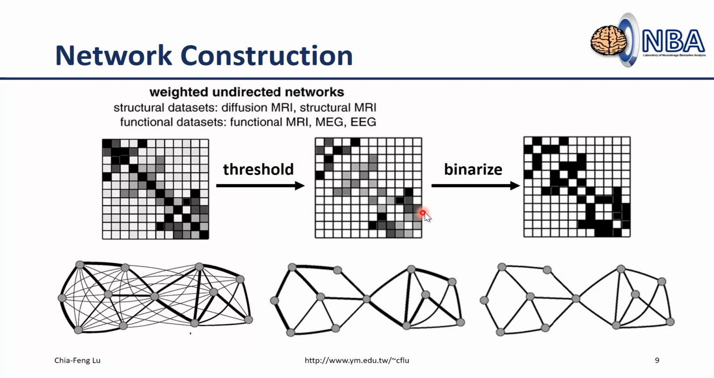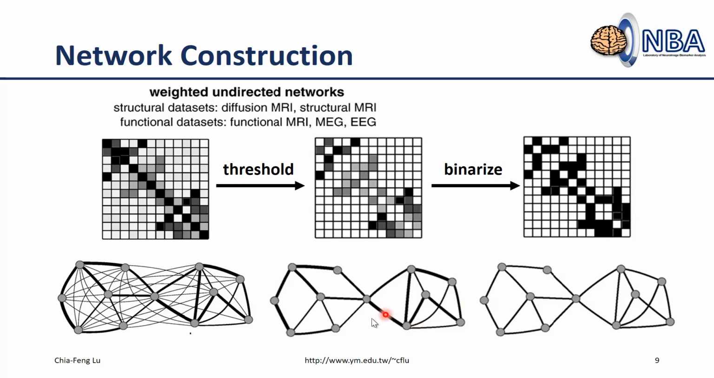And then the second step may be optional. We can either binarize our network or just leave all the original values. Sometimes we say this is a weighted network, which means we preserve all the original values. You may have 0.3, 0.35, 0.36, the actual values. However, for the binarized network, we just want to check whether the connection exists or not. It's either a 1 or a 0 problem.